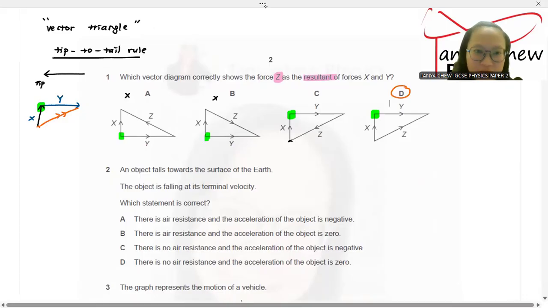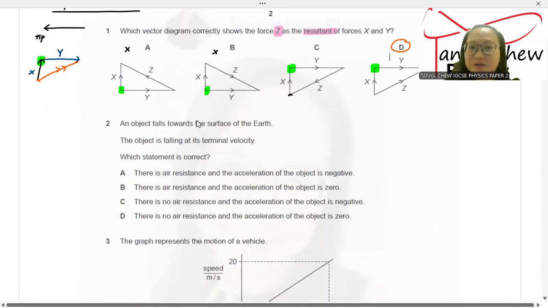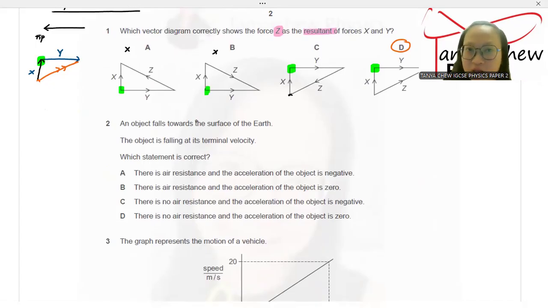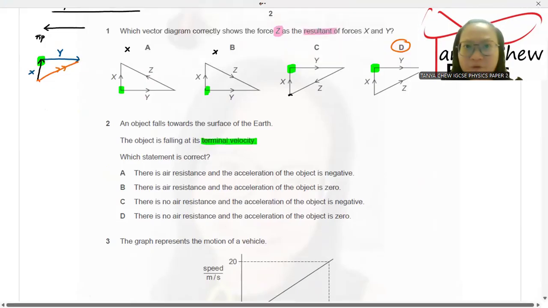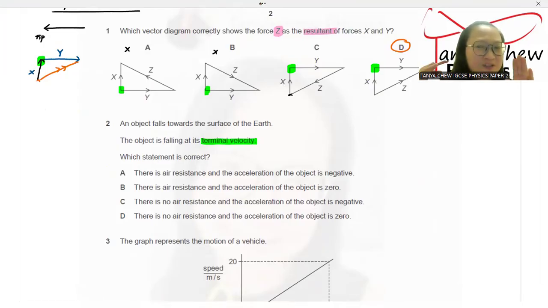Now, the second question. An object falls towards the surface of the earth. The object is falling at its terminal velocity. Now, in each and every question given here, there must be a hint behind it, so you seek for the hint. First thing, look at the hint. Oh, the hint is terminal velocity.